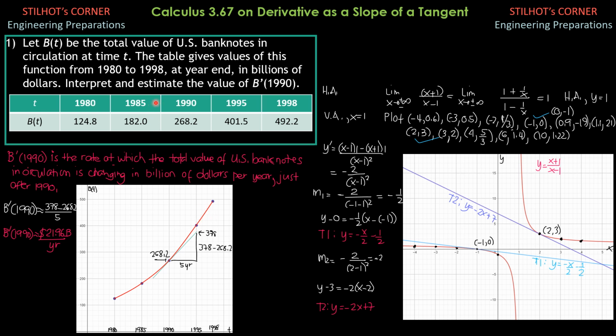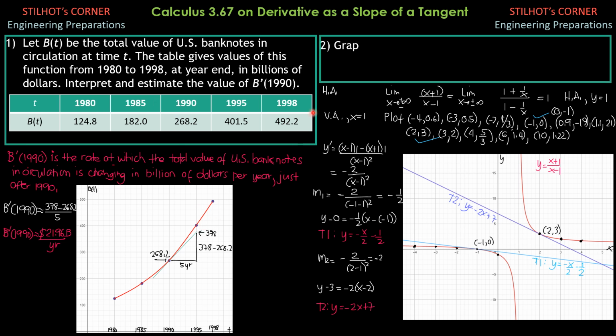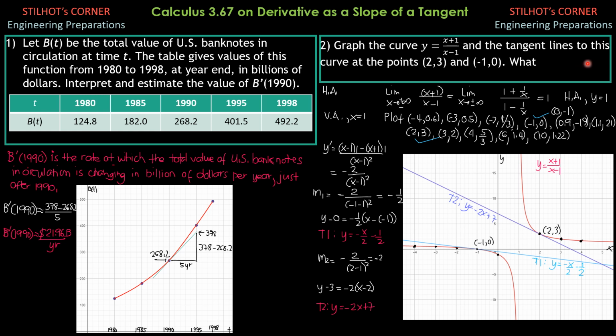Then we proceed to the second problem. Graph the curve y equals x plus 1 over x minus 1 and the tangent lines to this curve at the points 2, 3 and negative 1, 0. What are the equations of the tangents? Of course, tangents to these 2 points here. These are the points of tangency.